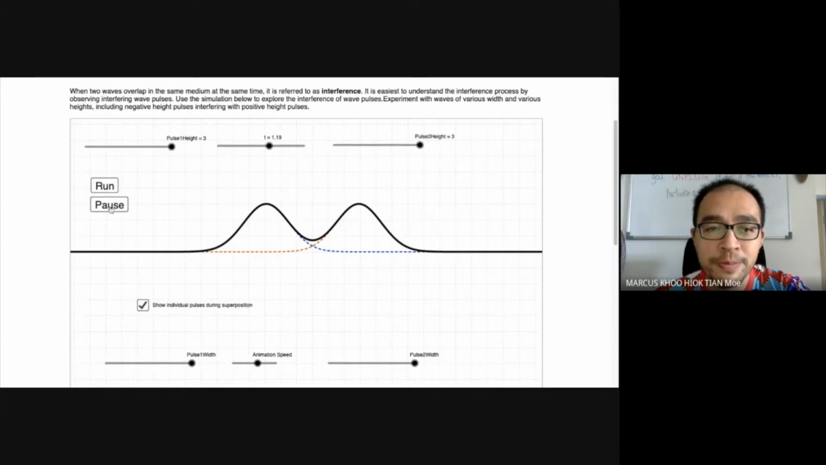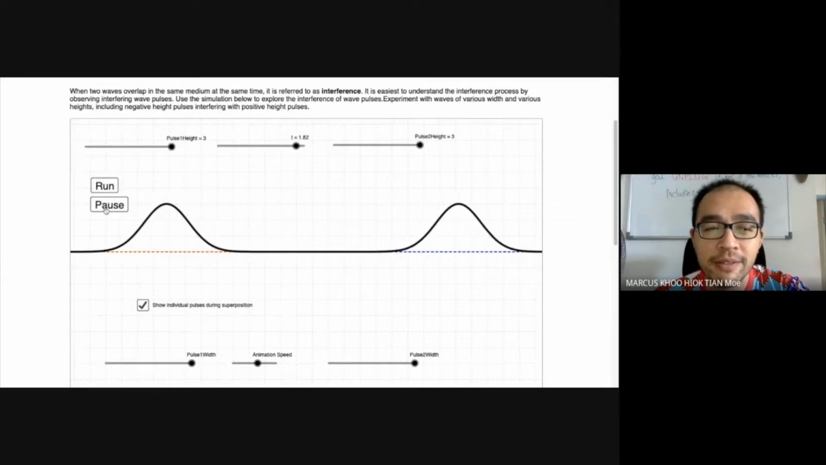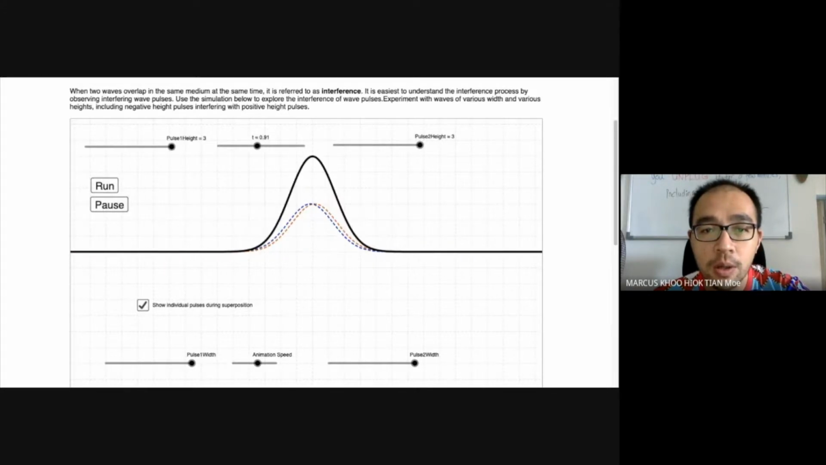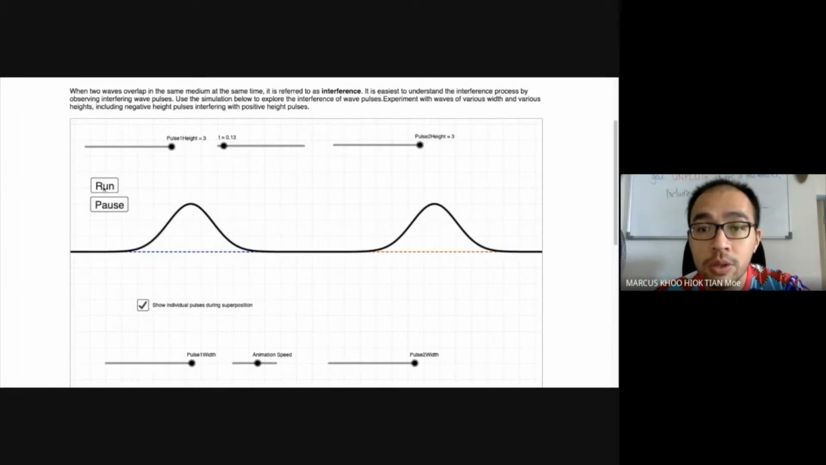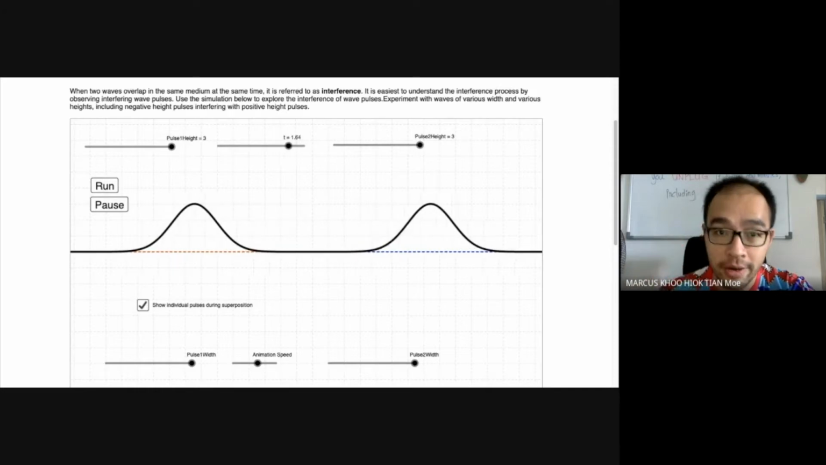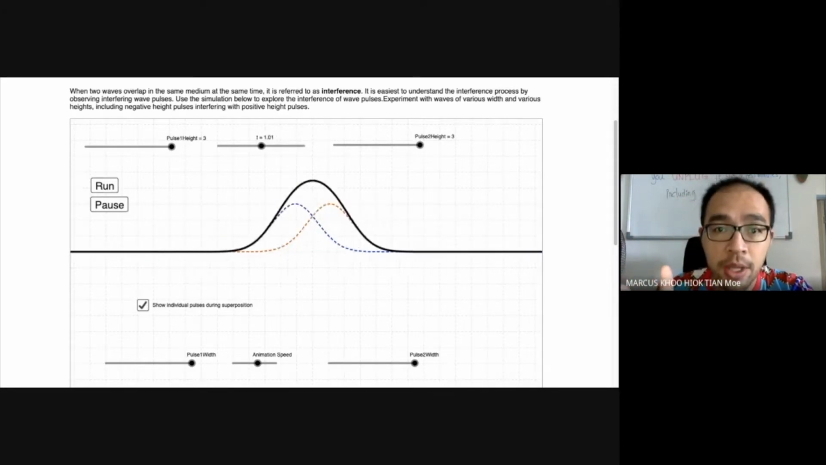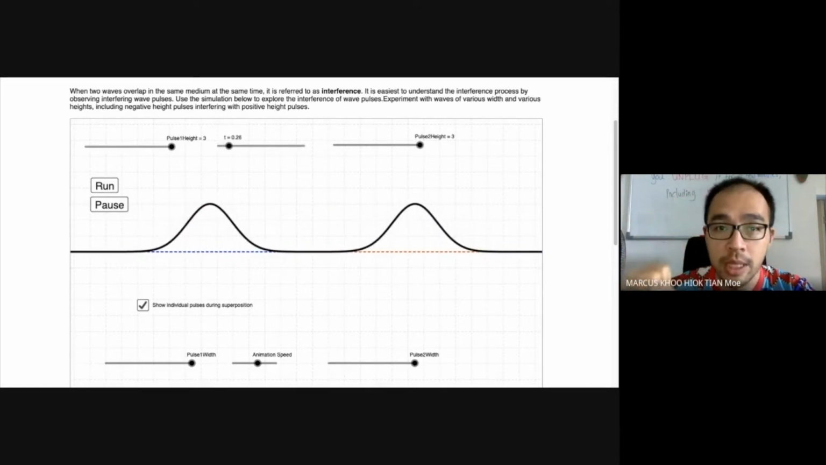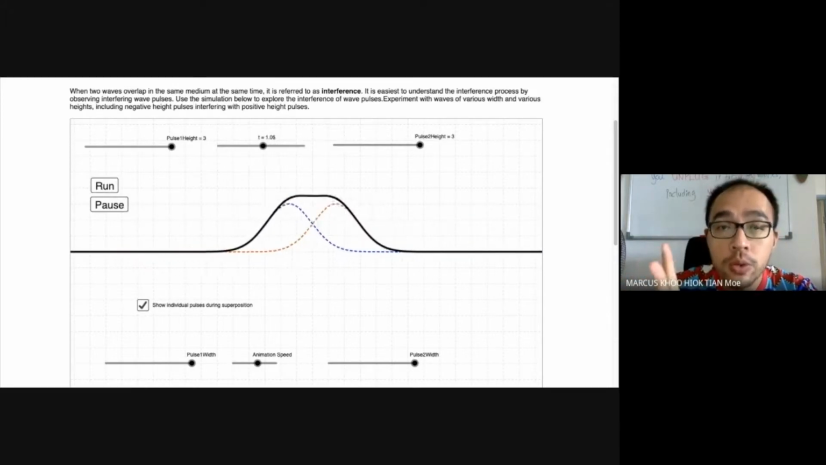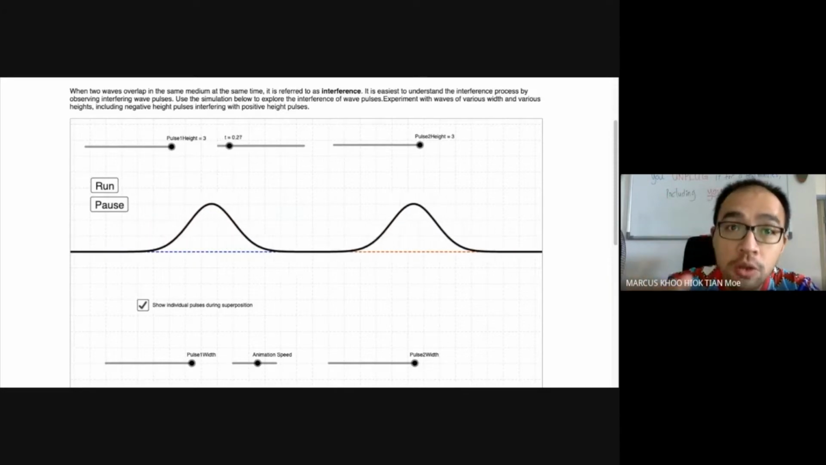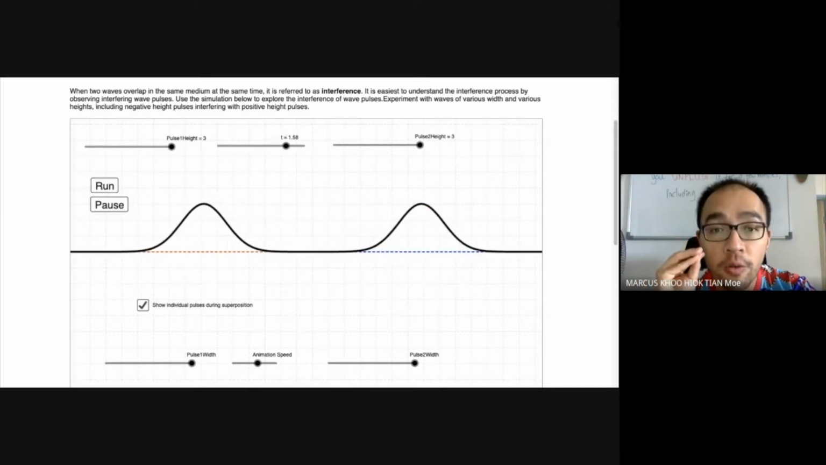Oh, sorry, I didn't pause fast enough. Hold on. So they will overlap like this. But after they overlap, what happens is they continue to move in their original direction. So these are the two things that happen when the two wave pulses meet. Number one, they overlap. Number two, they continue to move in their original direction.